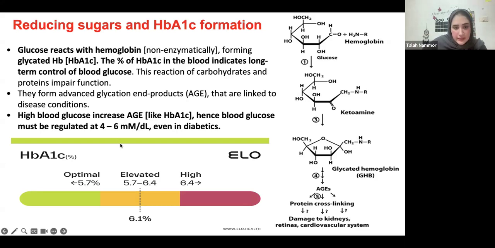Now, the normal, optimal blood glucose HbA1c is 4 to 6. So in diabetics we aim to give them drugs that would help them keep their blood sugar control within this range. This is all you need to know, guys. It's really nothing. It's just glucose plus hemoglobin, HbA1c. HbA1c is important for diabetes, helps with the long-term control of the blood glucose, and so on.